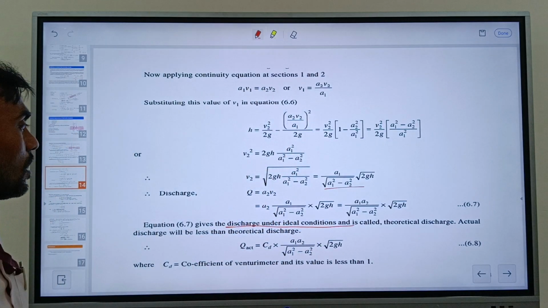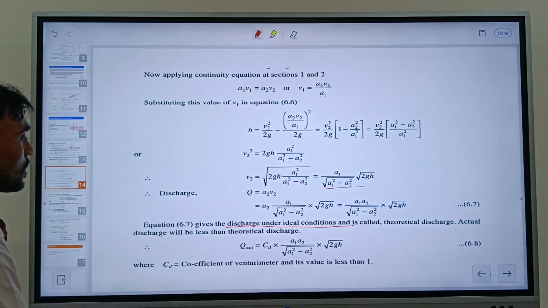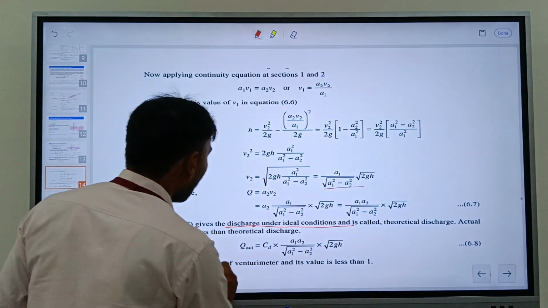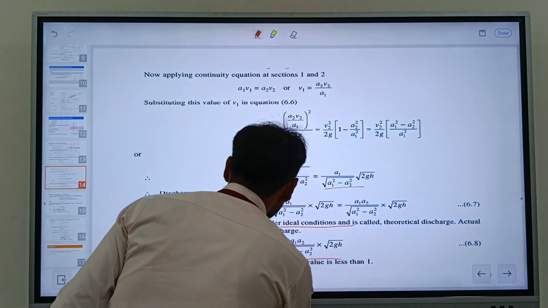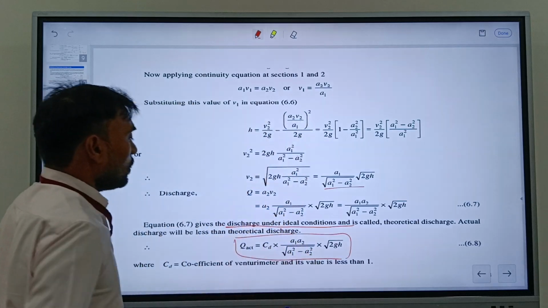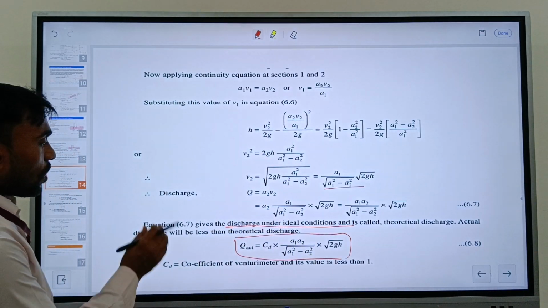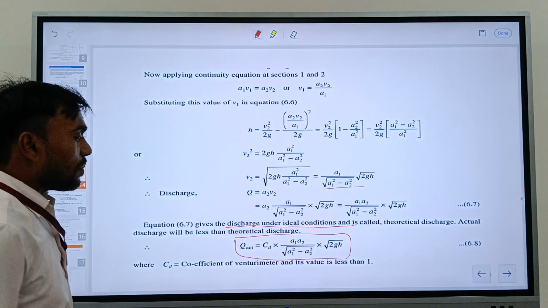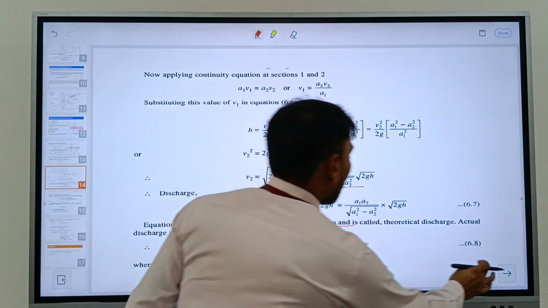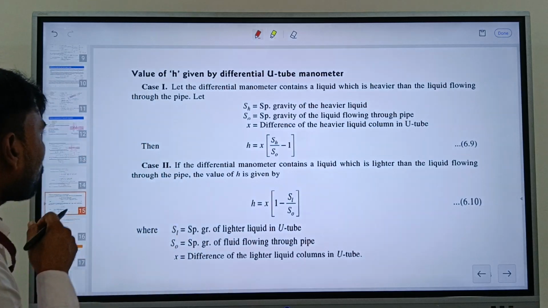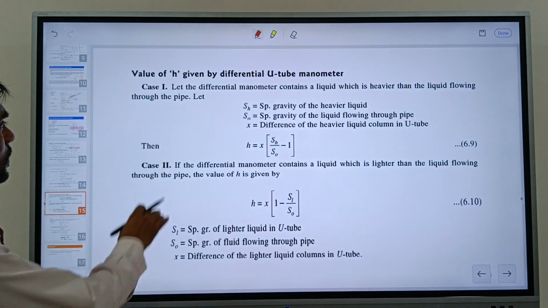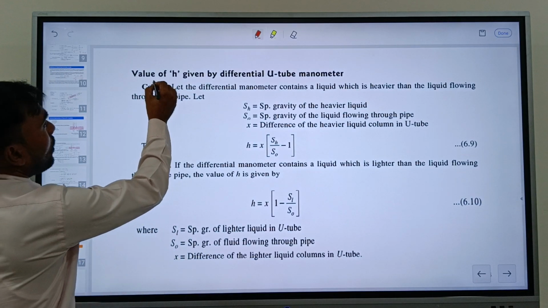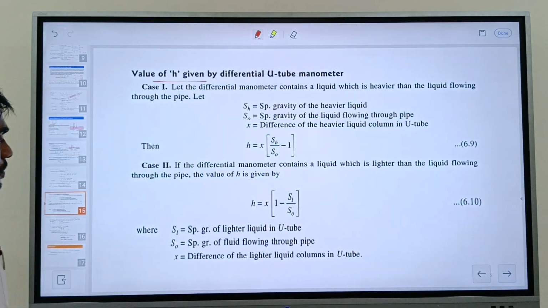In the case of actual discharge, it will be lesser than the theoretical discharge. So the actual discharge can be represented as Cd, the coefficient of discharge, which is a constant term, into A1 A2 divided by square root of A1 squared minus A2 squared, into square root of 2gh. This is the general formula.